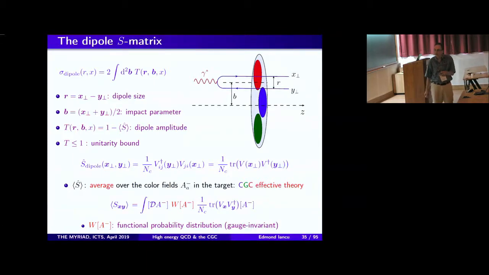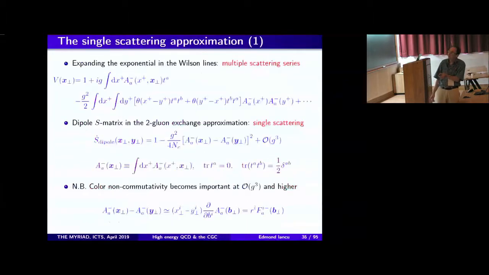So in a way, it's a check of the formalism, and also a way to show that you don't need too much information about the target to discover the standard information about the single scattering. What do you mean by that? The single scattering approximation. What does it mean? If the target itself is dilute, which means if the field A minus in the target is weak, then you can expand the Wilson lines. The leading order term is linear. But you also have to go to the quadratic order.